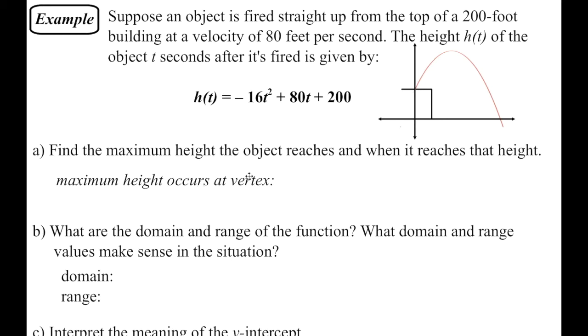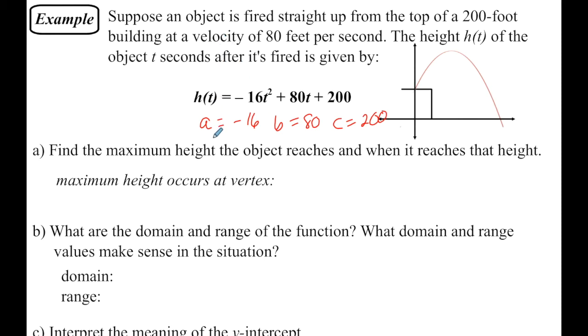And remember, the x-coordinate of the vertex is negative b over 2a. And so we're going to find negative b over 2a. So in this example, if I grab my marker here, let me pick something that you can see. So in this example, a is negative 16. B is equal to 80, and C equals 200. So those are the first things you need to be able to recognize.